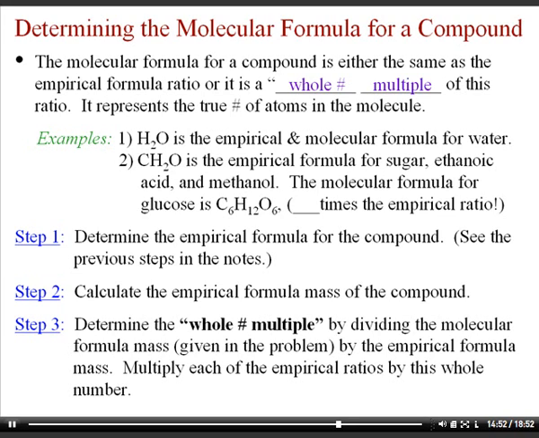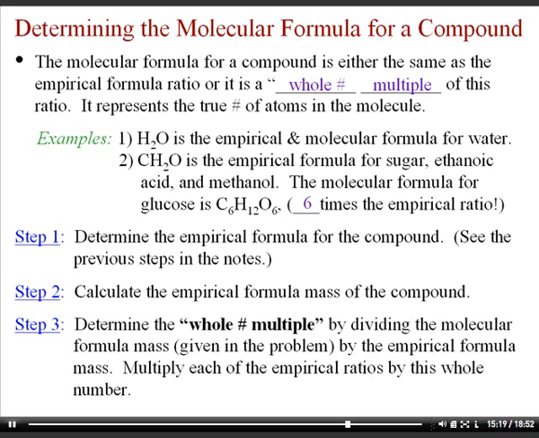This 1 to 2 to 1 ratio is the empirical formula for not only sugar, but ethanoic acid and also methanol. So 3 compounds have a 1 to 2 to 1 ratio, but their molecular formula is different. The molecular formula for glucose, for example, is a multiple of 6 times the empirical formula. So we're going to have to figure out what this multiple is, and that's basically the only step that's different than finding an empirical formula.